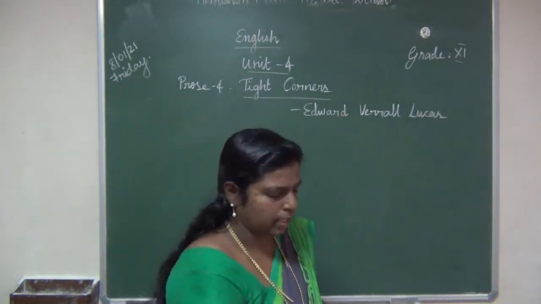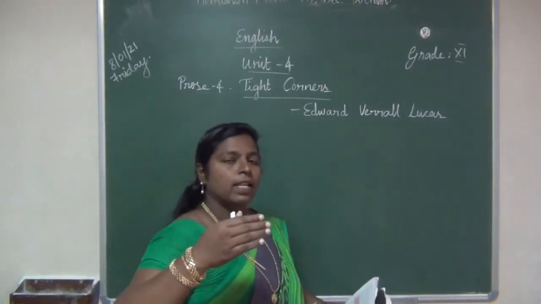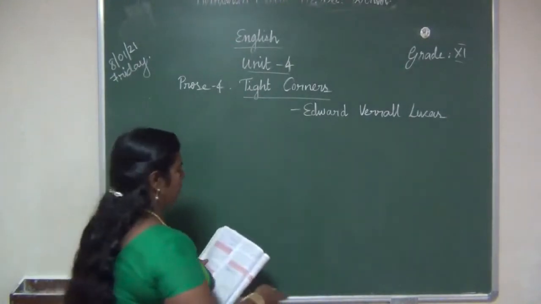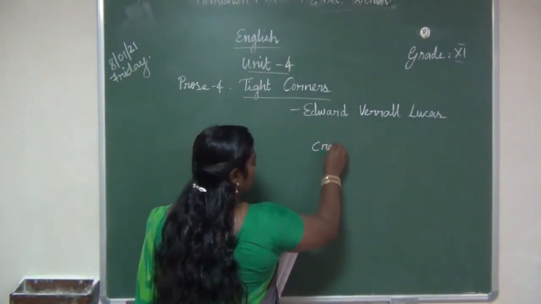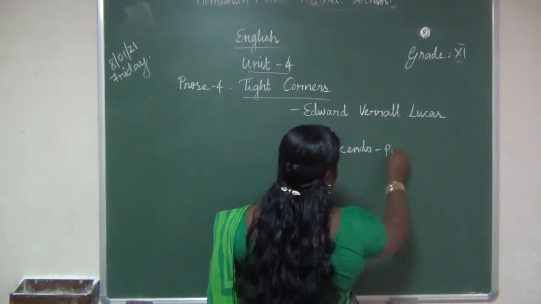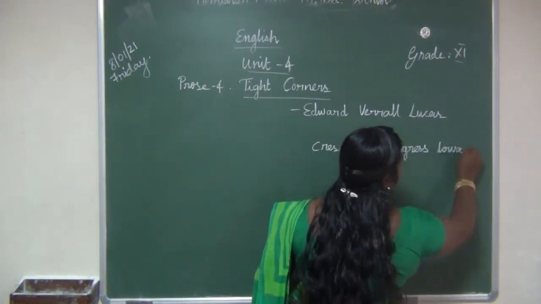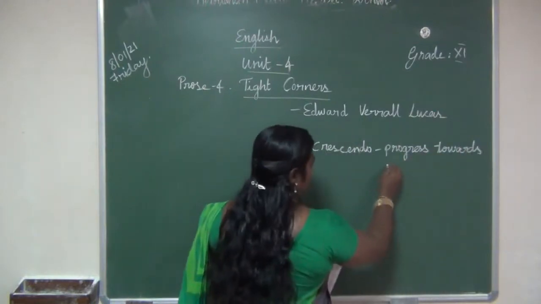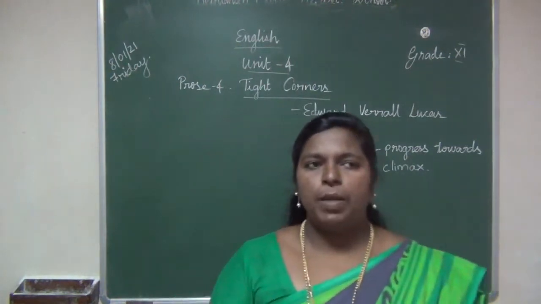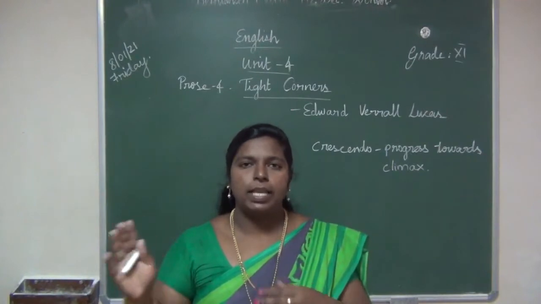Crescendo means it is like a progress which is moving towards the climax. The ending it is going to come, no? So slow progress, one by one, step by step, it will be increasing, no? That is called crescendo. Okay, so one by one, step by step, the amount was rising towards the end, towards the climax.